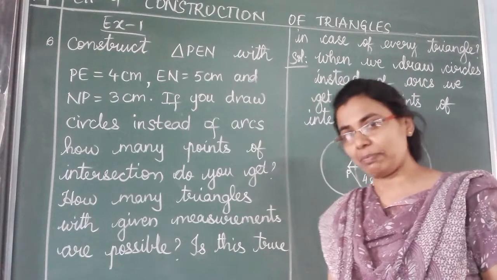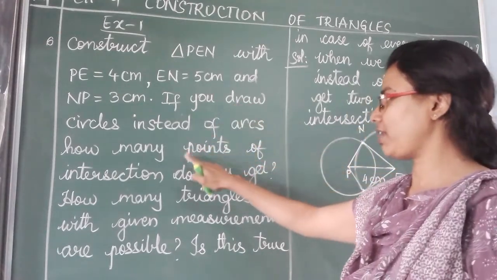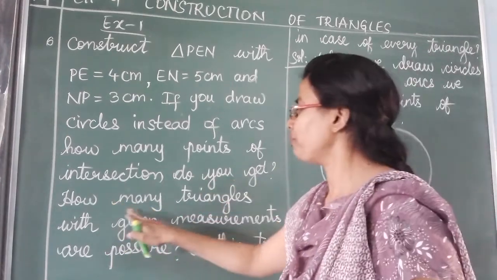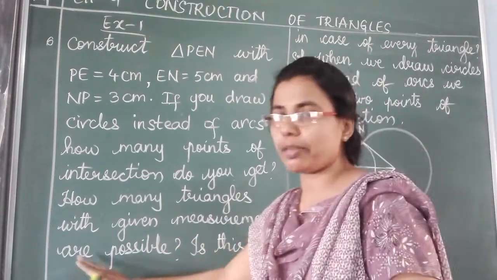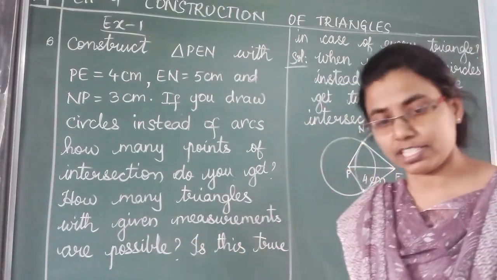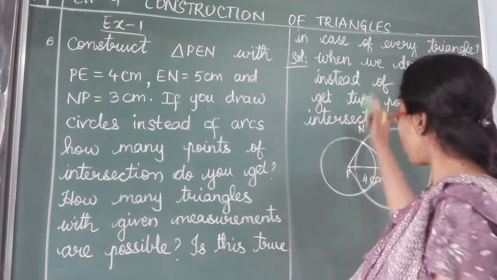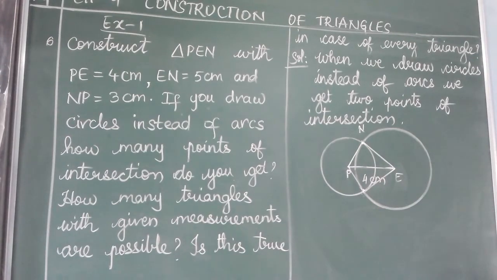So this is the second part of the solution which we have completed. Draw 2 circles instead of arcs. How many points of intersection do you get? This is completed. How many triangles with given measurements are possible? This is the next bit of the question that we need to solve. So copy this in your class books, children. Let's solve the third part.